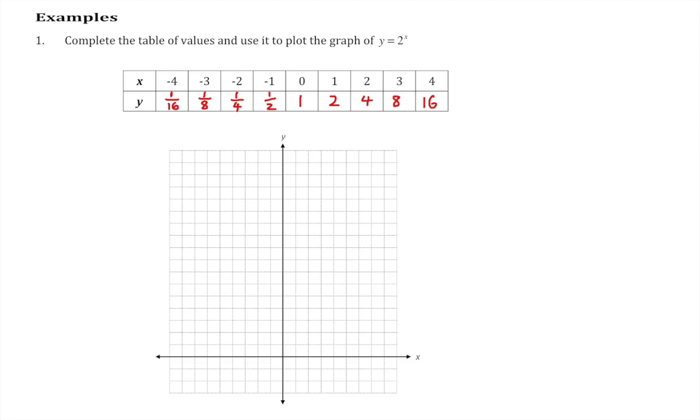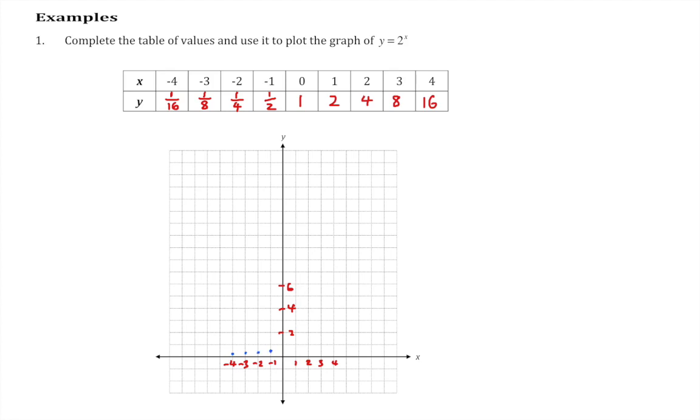Now, assuming each square on my grid is worth 1 unit, so we've got 1, 2, 3, and so on, and 4. And every square is worth 1 in the y direction as well. We can now plot our graph. So, negative 4 up 1/16. Well, that's not very high. I'm just having a wild stab in the dark guess there. It's not really accurate. Negative 3, 1/8, still pretty low. Negative 2 up 1/4.